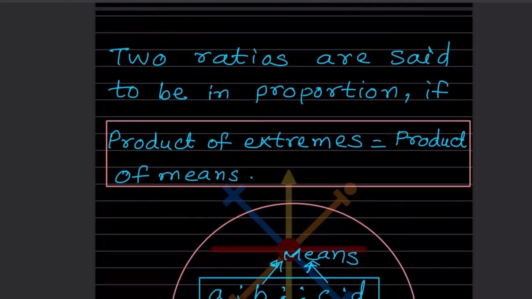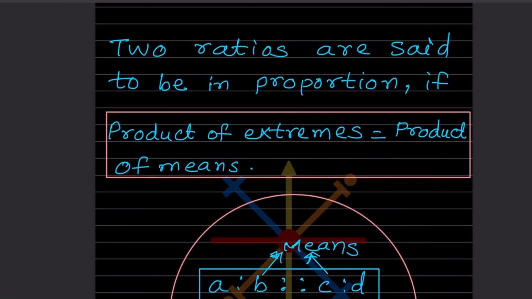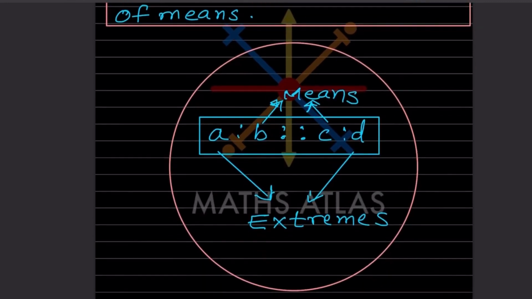Now let us see the other point, that two ratios are said to be in proportion if, you have to learn this one, the product of extremes is equal to the product of means. So what do you mean if we take this one? Now there will be some numbers over here in place of ABCD. So you should know what are extremes and what are means first. So I have drawn this one.